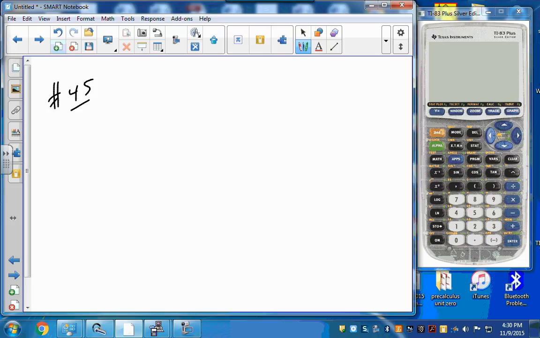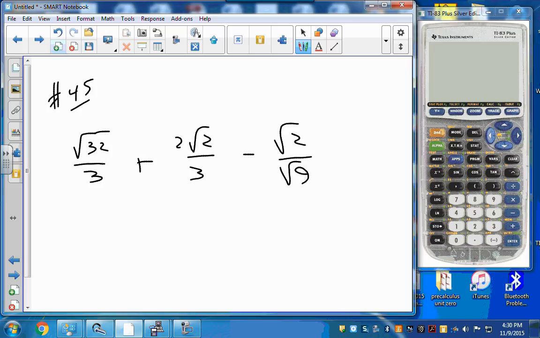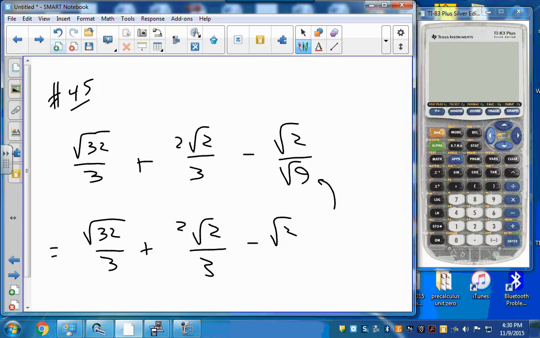45, we have root 32 over 3, and these are square roots, and then plus 2 root 2 over 3. And we have minus root 2 over root 9, but immediately I know square root of 9 is 3. So these all do have a common denominator: square root of 32 over 3, and 2 square roots of 2 over 3, and minus the square root of 2 over 3.